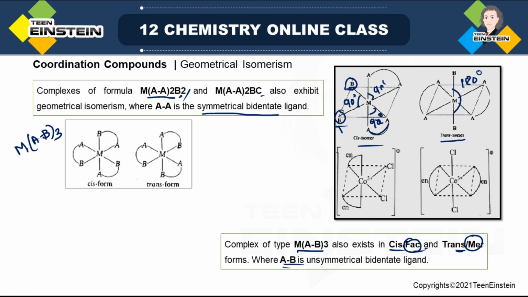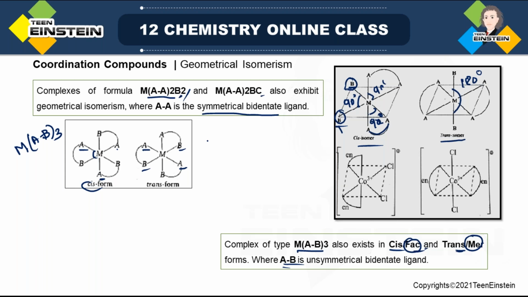Now, the cis form: when we say bidentate ligand, it has to be cis, because if you simply consider the angle between A and B, in both cases it is cis. Then why are we saying it is cis? Because if you focus on the same coordination site, their arrangement is cis to each other. And in the trans form, at least one pair of A's will be 180 degrees to each other, and one pair of B's 180 degrees to each other. But in the cis form, you will never get it.